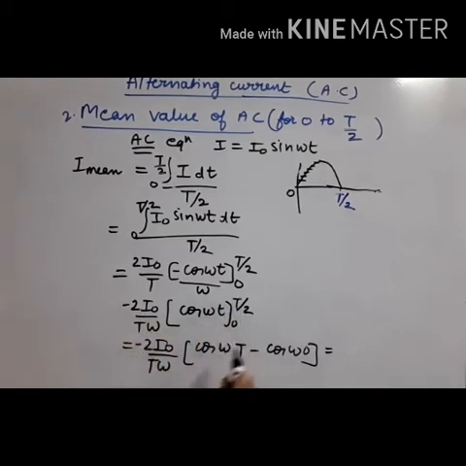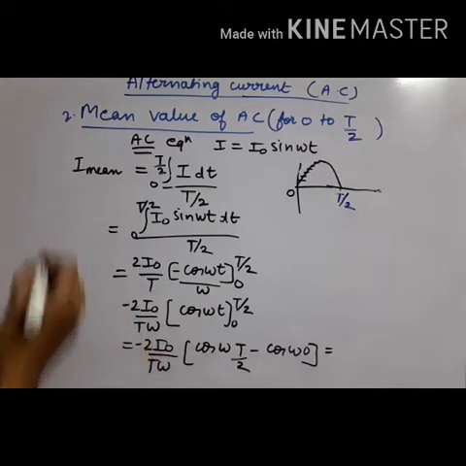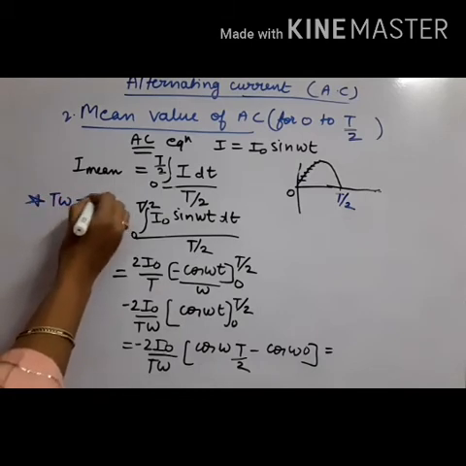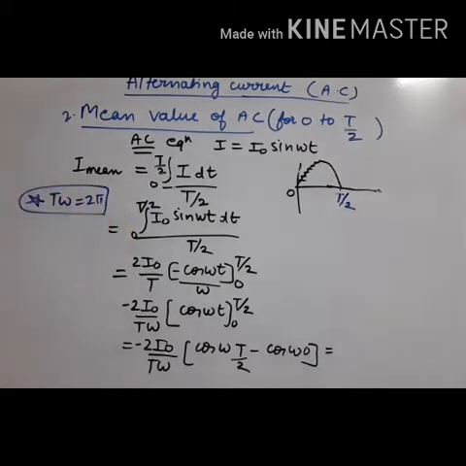Now substitution of the upper limit and lower limit. In place of this small t, let us put capital T by 2, and minus, in place of t put 0. Okay. Now let us see what was our T omega. As I have told you in the previous sheet also, T omega is 2 pi. Remember this thing. So I am now substituting the T omega value. You see now, omega T is 2 pi, but here 2 pi upon 2 is there, so we will get cos pi.